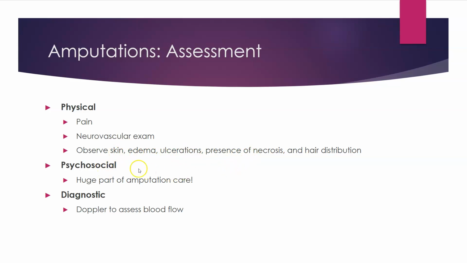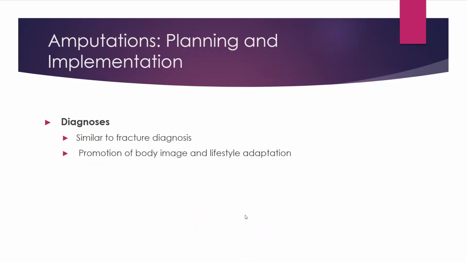Psychosocial is a huge part of it. We cut a part of their body off, so realize that this could be very traumatic for them. Diagnostic-wise, we do want to do Dopplers to make sure we get good blood flow to all the tissue up into that point. So, planning and implementation for this: it's similar to a fracture diagnosis to some extent, but realize that body image distortion and lifestyle adaptation are huge with this.